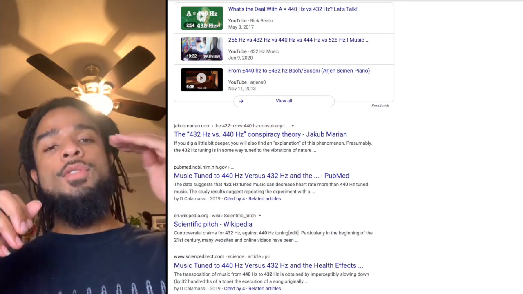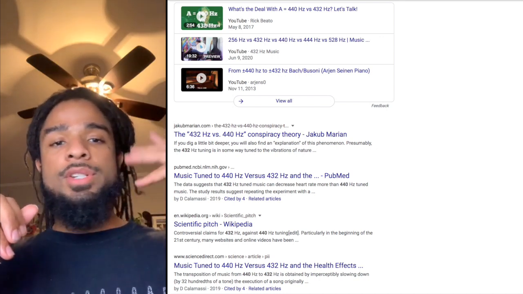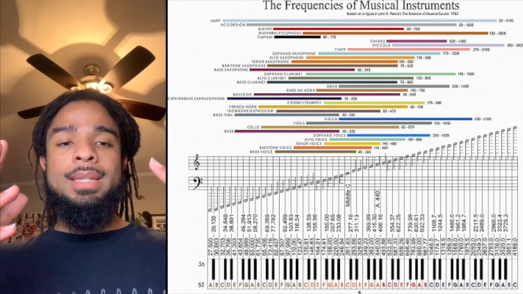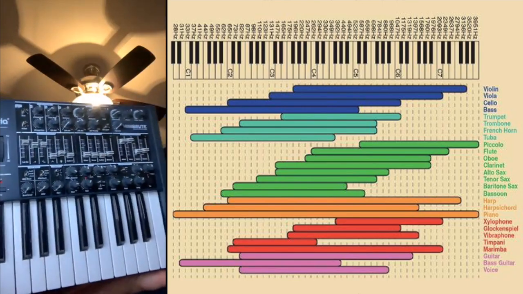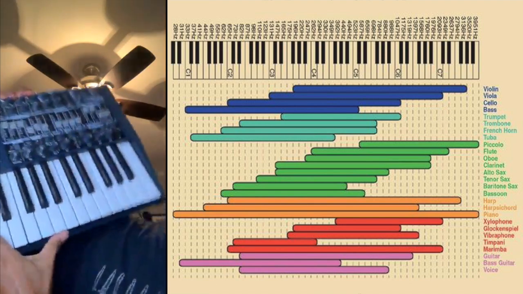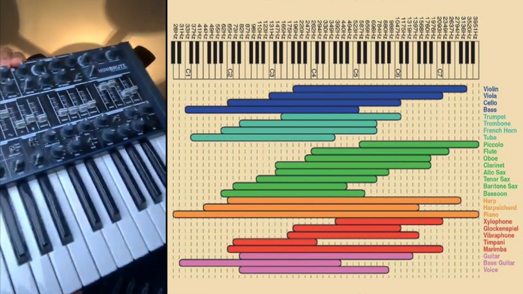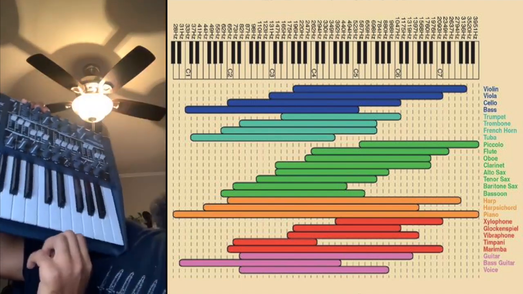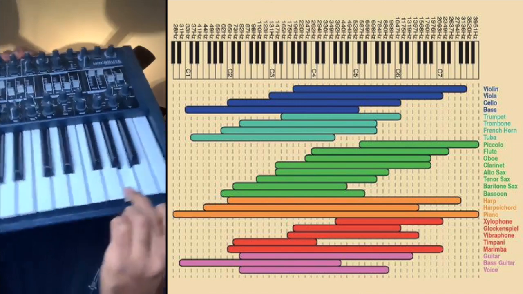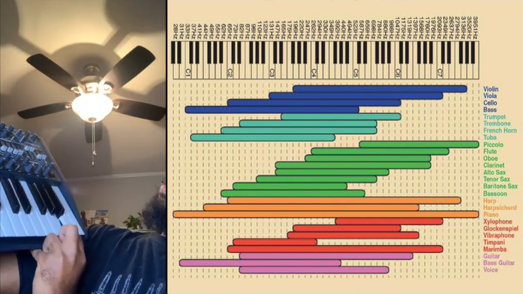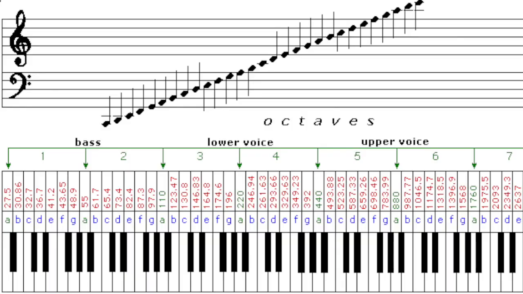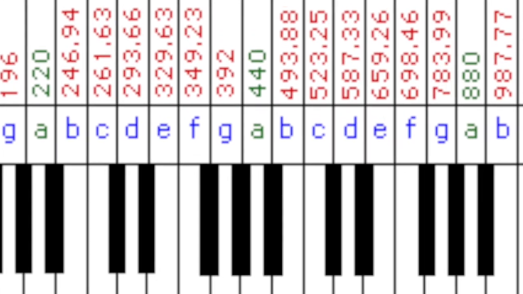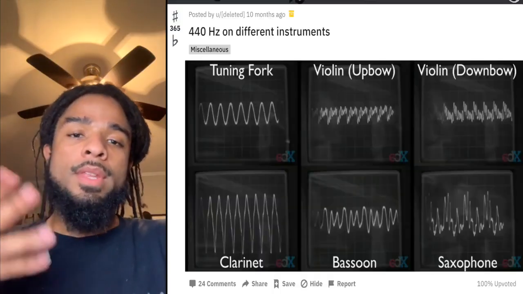When people are talking about 440 hertz, they're talking about a general synthesizer keyboard or something like that. I've got this synthesizer right here. If you press the A button, the A is going to be at 440 hertz, and hertz is just a frequency unit that they use to measure things.